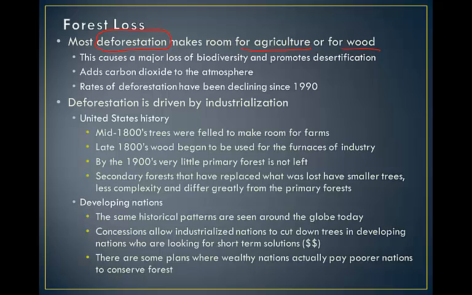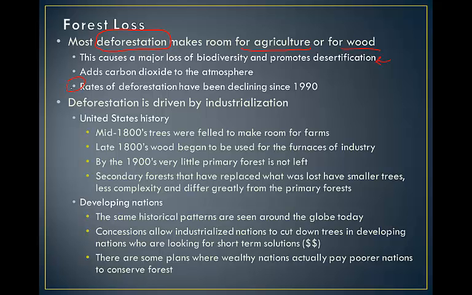So if we're taking down the forest in drier climates, it's going to be more prone to become a desert. We already talked about the fact that taking down trees adds more carbon dioxide to the atmosphere. But the good news is the rates of deforestation have actually been declining since 1990.